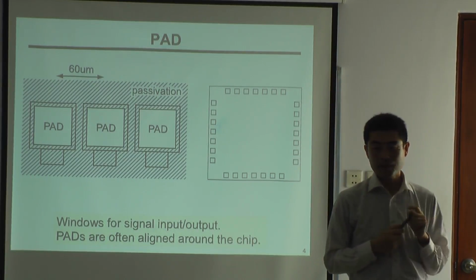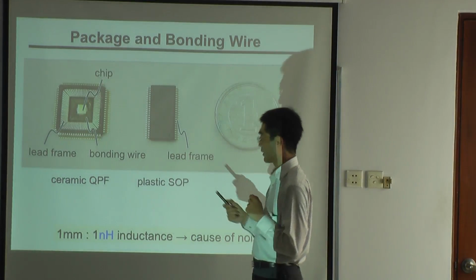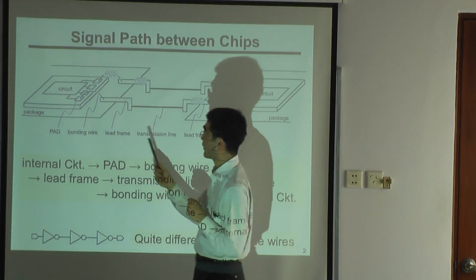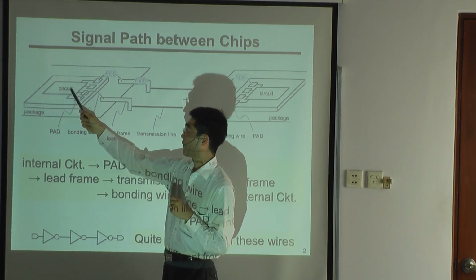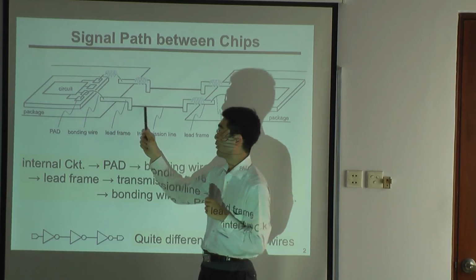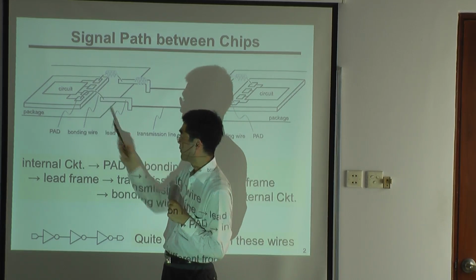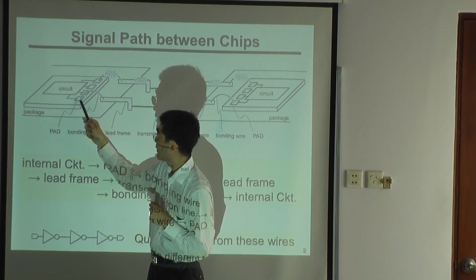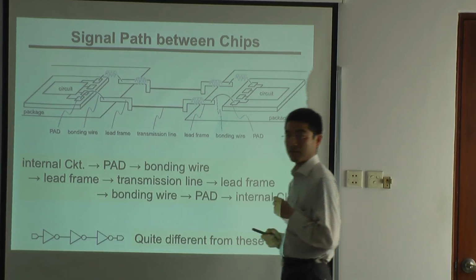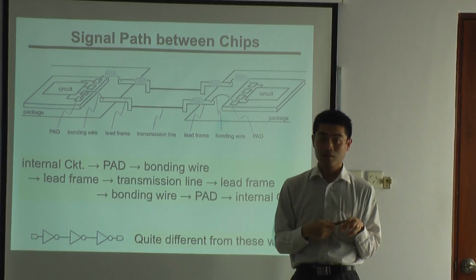And we have to use a pad. In the internal circuit and the outside world, we have to have, anyway, some connections. And there's a wire here, so we have to say this is the pad. This is the window for communication between the outside world and the inside of the chip.